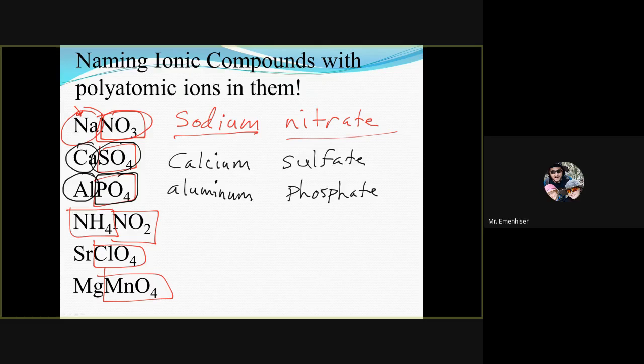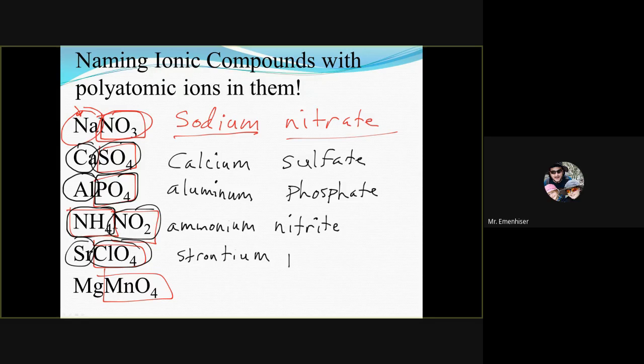All right, the next one is this guy that I just circled, ammonium. If I look on my chart, that's the symbol for ammonium. So I write ammonium. And then this is nitrite, if I look at my chart. So ammonium nitrite would be that guy. This is strontium, which is a group 2 metal. And this is perchlorate.